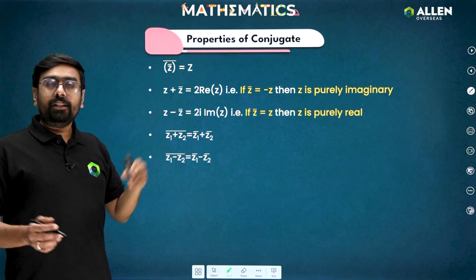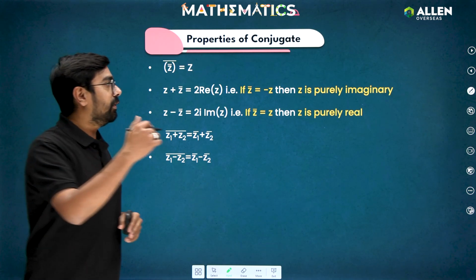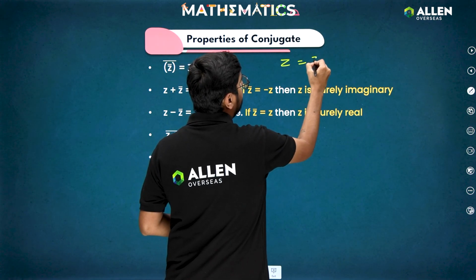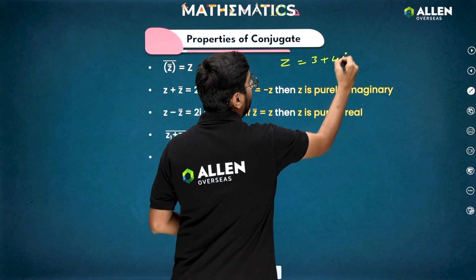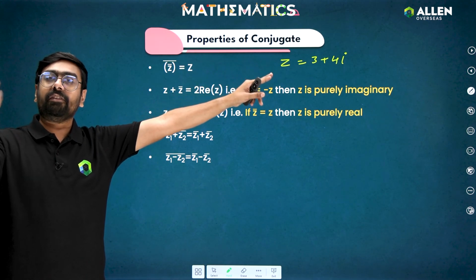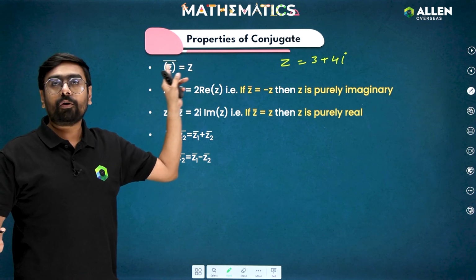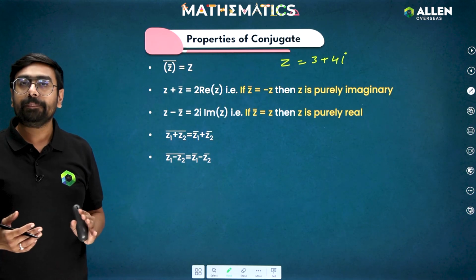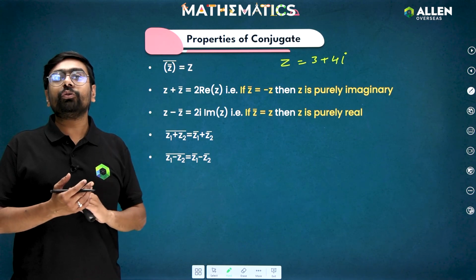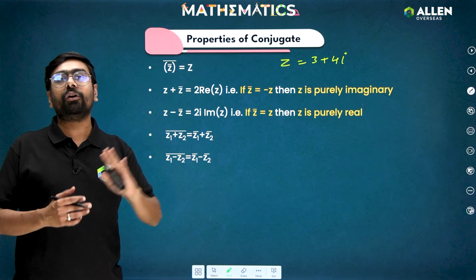So if we take the conjugate of a complex number and again we take its conjugate. For example, my complex number, let's say, is 3 plus 4i. Z and its conjugate will be 3 minus 4i. Again, if I find the conjugate of 3 minus 4i, that will again result in the original complex number, which was 3 plus 4i only. Then z plus conjugate of z always results in 2 times the real part of z.